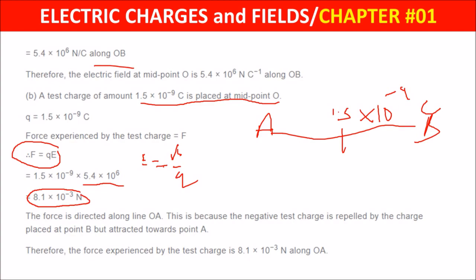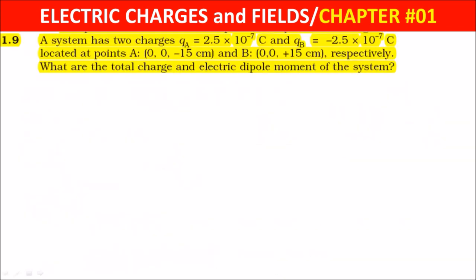So the force is directed along line OA. This is because the negative test charge is repelled by the charge placed at point B but attracted towards point A. So therefore the force experienced by the test charge is 8.1 into 10 to the power minus 3 Newton along line OA.